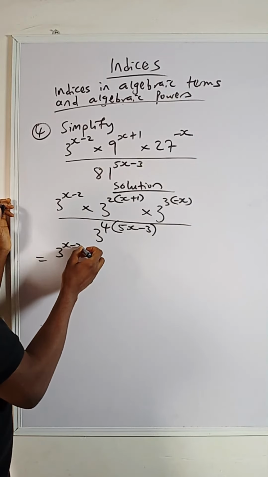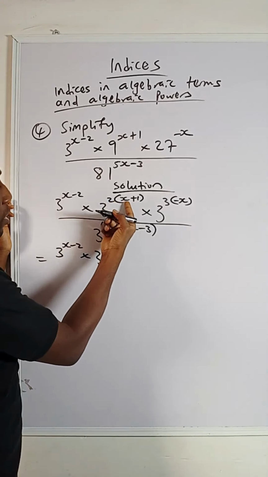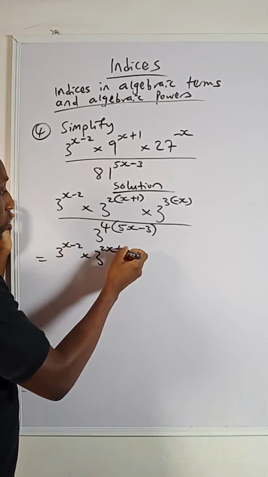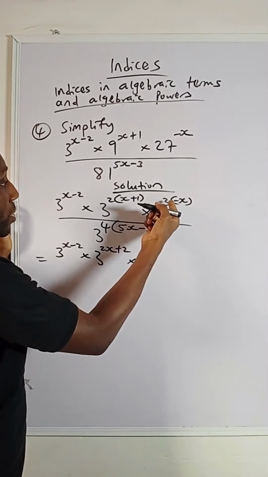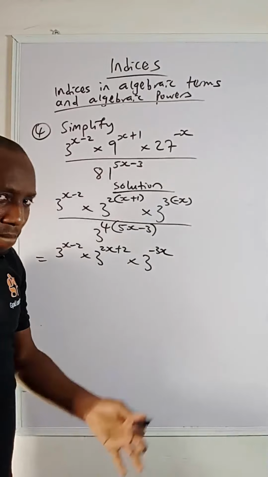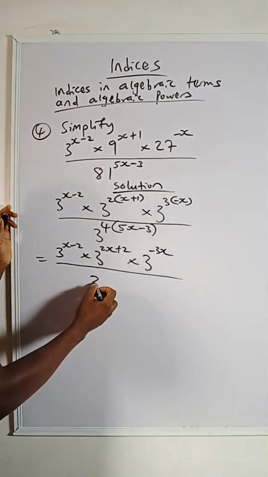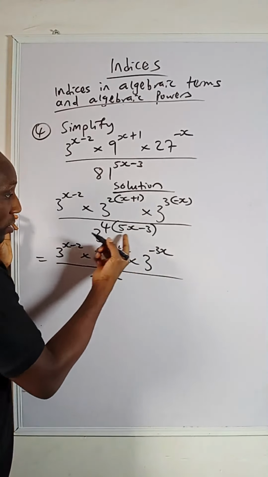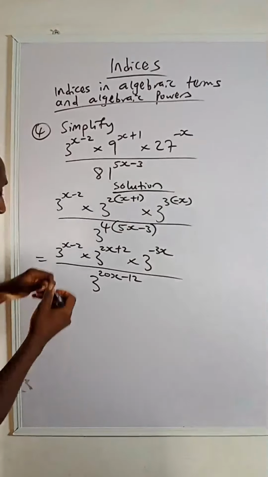So this is x minus 2 times 3. You use the 2 to multiply everything you have in the bracket. 2 times x is 2x. 2 times 1 is 2. What about this? 3 times negative x is negative 3x. Are you with me? So all divided by what? What about this one? 3 raised to the power 4 times 5x is 20x. And 4 times negative 3 is negative 12. It's getting interesting, people.